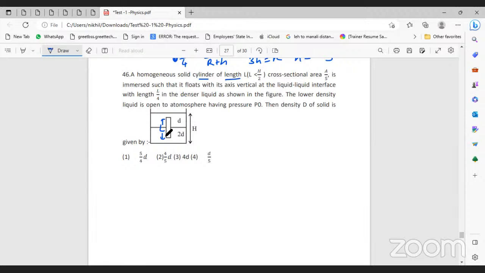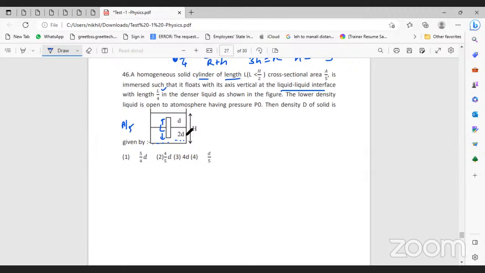Now the cross-sectional area is A by 5. That is immersed in the liquid, and it contains two liquids. It is a liquid-liquid interface. The length is L by 4 in the denser liquid, as shown in the figure. Now the lower density liquid has an open surface.